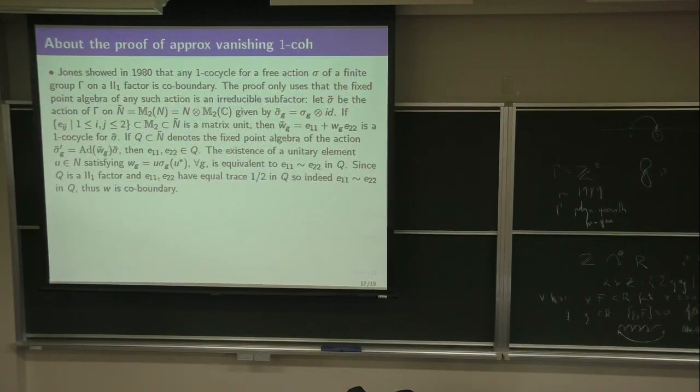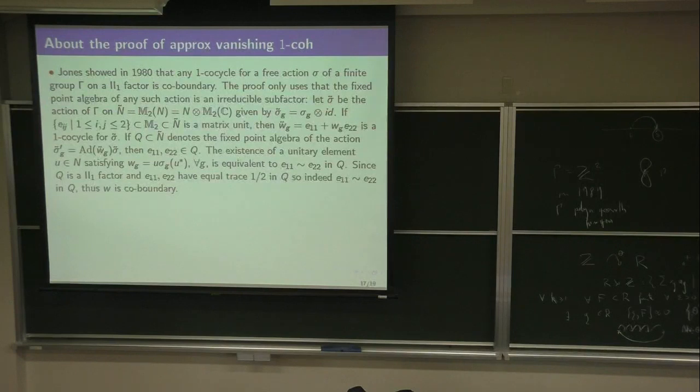Okay, so you amplify by 2 by 2 matrices, right? You just apply sigma g to the entries. So I'm taking the matrix units that come with these 2 by 2 matrices, Eij, and I'm now taking this cocycle, this function Wg twiddle, which is E11 plus Wg. So here I take 1 and here Wg, the direct sum of the trivial cocycle, one cocycle, and the cocycle Wg.